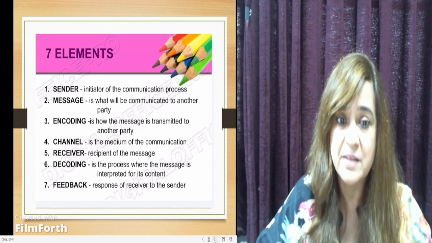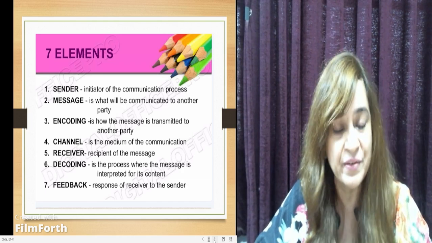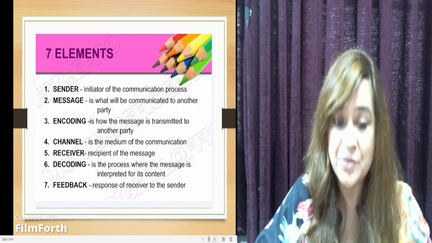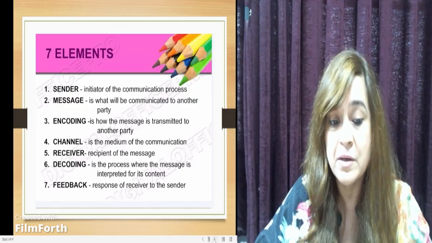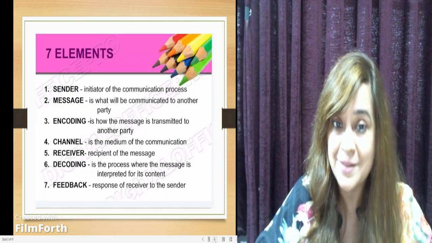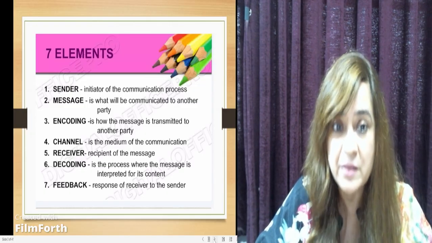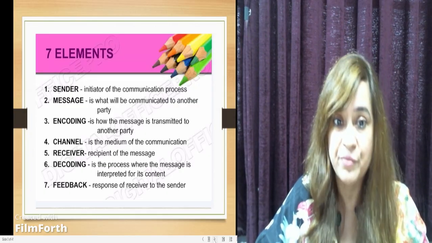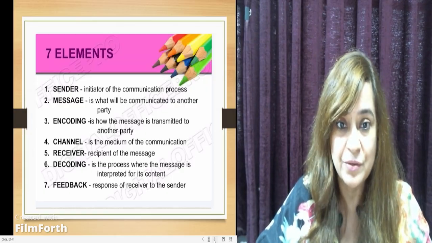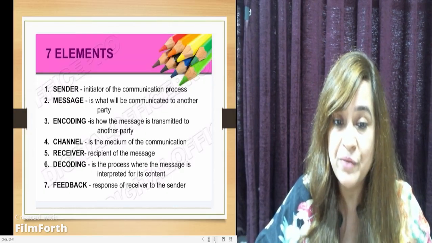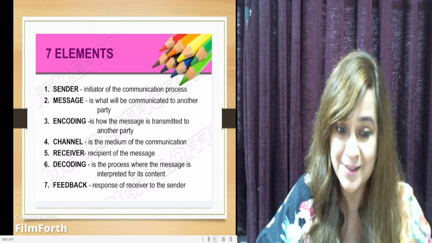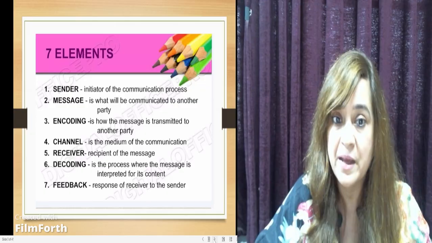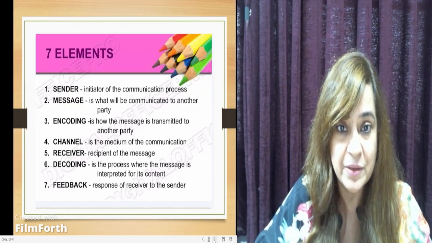Once the sender sends the message, the receiver receives the message, and then there is feedback. The receiver decodes the message. That is also very important. Decoding is when the receiver interprets and understands the message, and then the receiver gives the feedback. This feedback is very important. No sooner we have the feedback, the process of communication is complete. So there has to be feedback, meaning there has to be a response. The response could be affirmative, it could be negative, but the response has to be there. And with this, the process of communication gets completed.